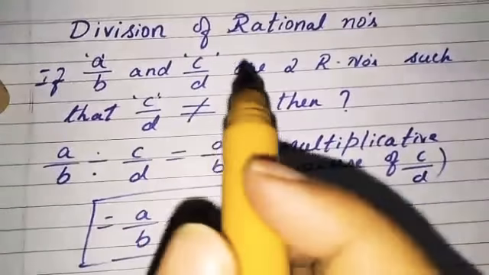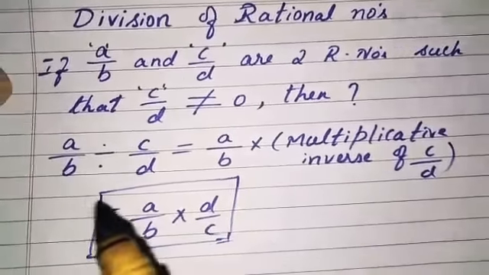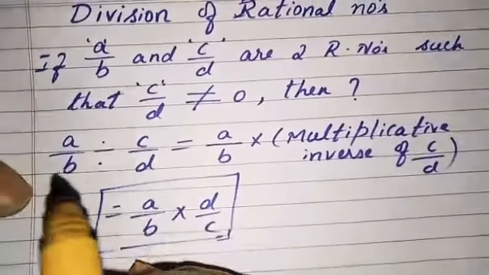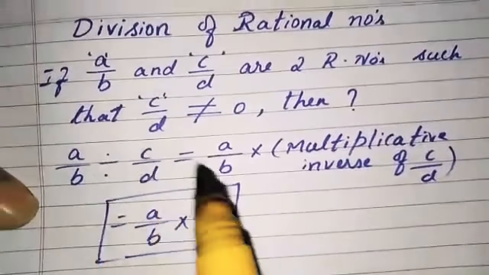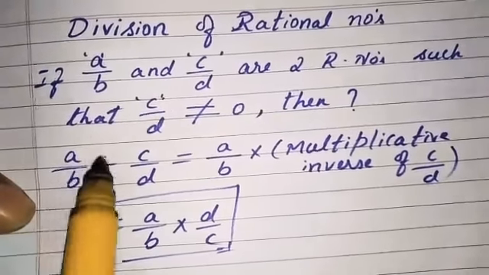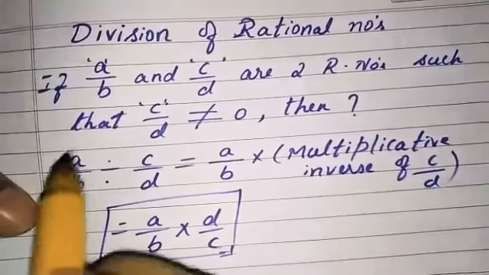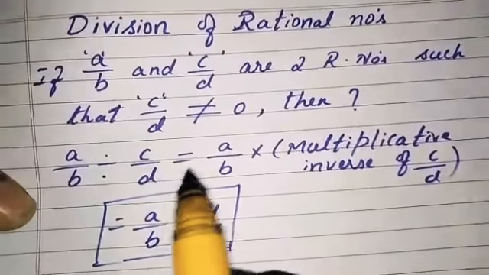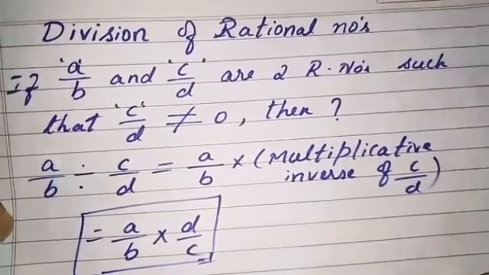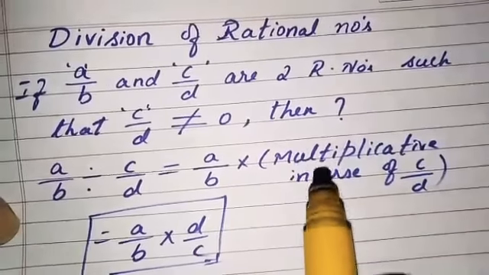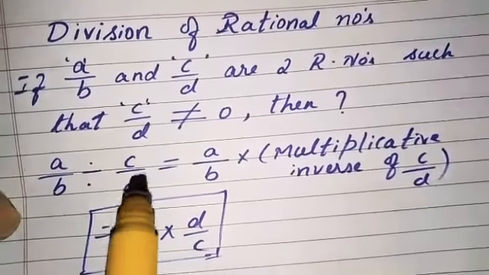See, I know this must be a little over your head, but it's going to be really very simple. Let me try and explain this to you. Let's take one rational number as A by B, and because we're doing division, A by B divided by another rational number, which is C by D. Then how are we going to go ahead with that? We would simply be dividing the first rational number, A by B, by taking the multiplicative inverse of C by D.